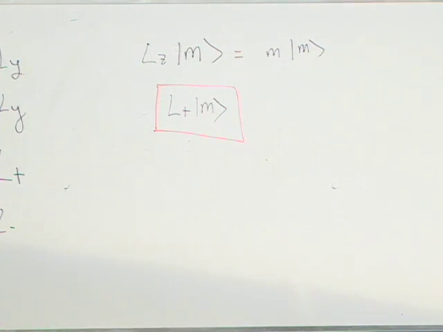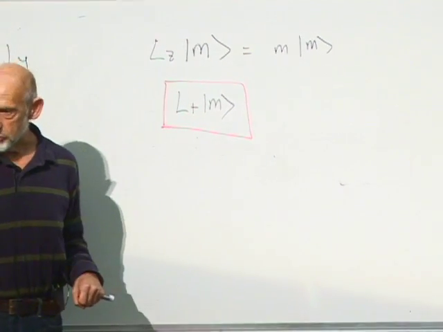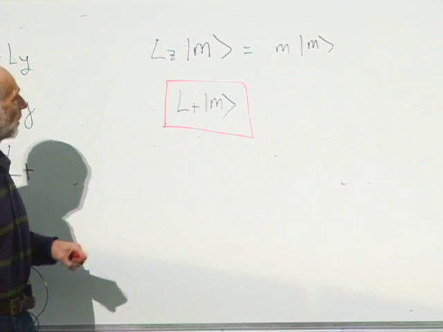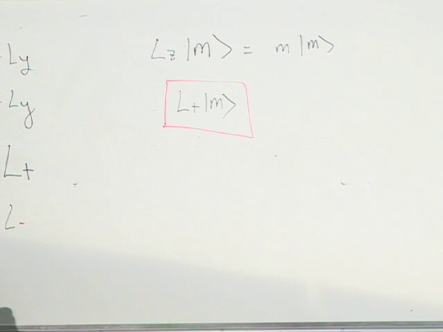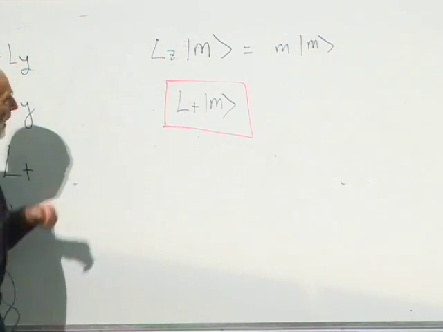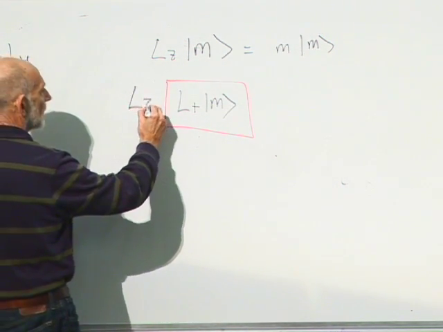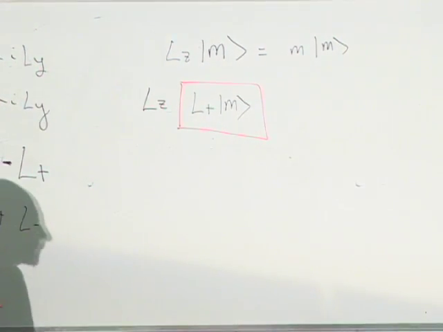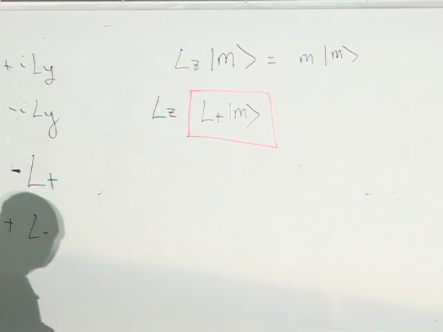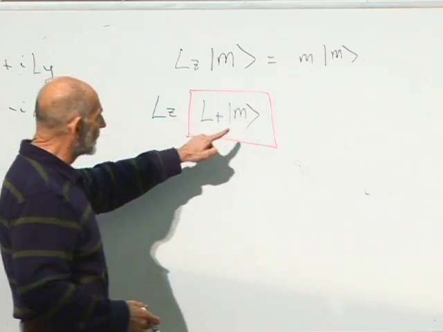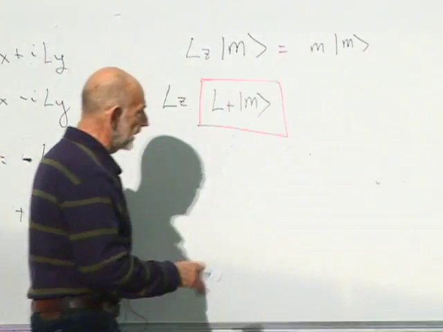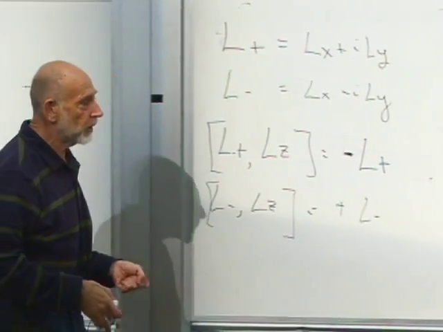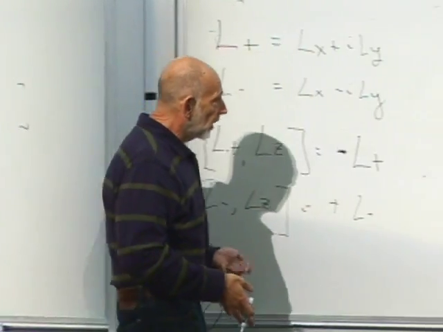It's a new ket vector. What I want to prove is that that's a ket vector with eigenvalue of LZ equal to m plus 1. So let's do it. All we have to do is multiply this by LZ and see what we get. What should we get if it really is an eigenvector? We should get m plus 1 times the same thing in the red box. I won't bother writing it down, but we should get m plus 1 times the thing in the red box. All right.